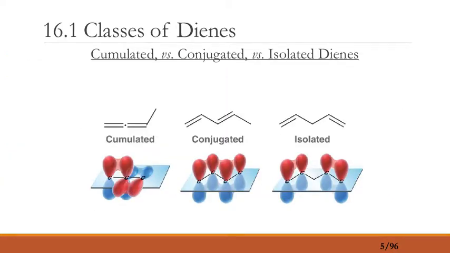All right, so we have 16.1 here, classes of dienes. There's accumulated dienes, ones where there are two double bonds right next to each other. There's conjugated dienes, in which you have a single bond between two double bonds, and then you have isolated dienes, ones that have multiple single bonds in between, or in other words, not single bonds necessarily, but there are sigma bonds in between.